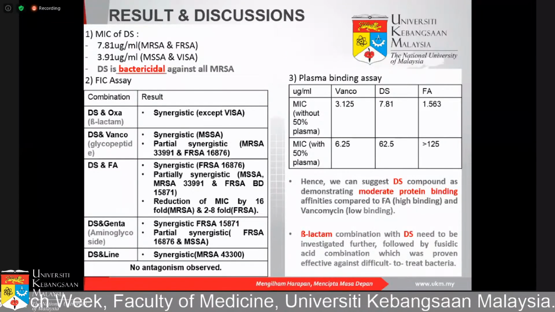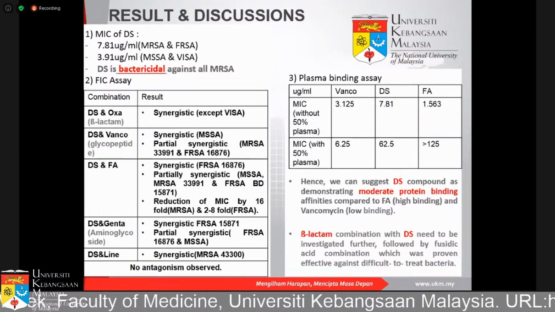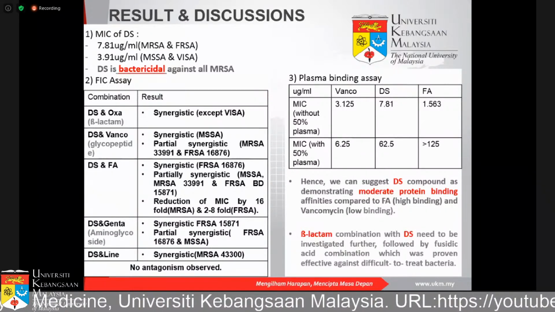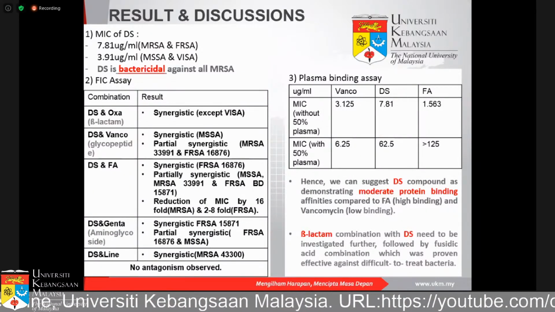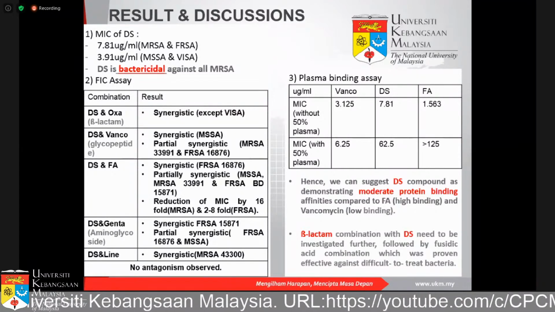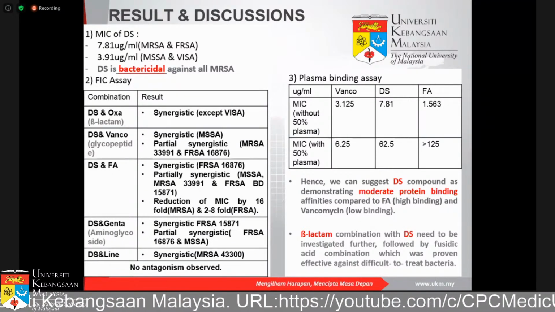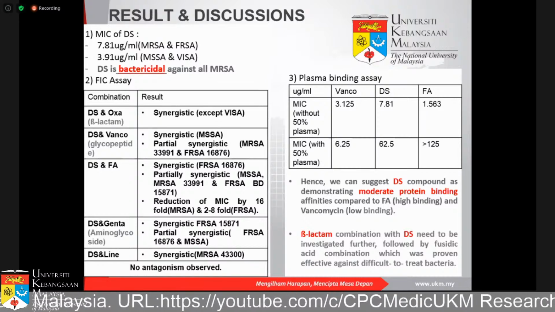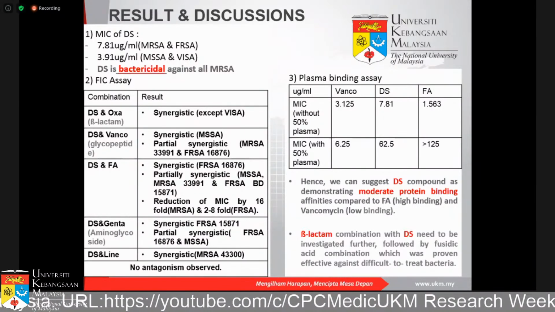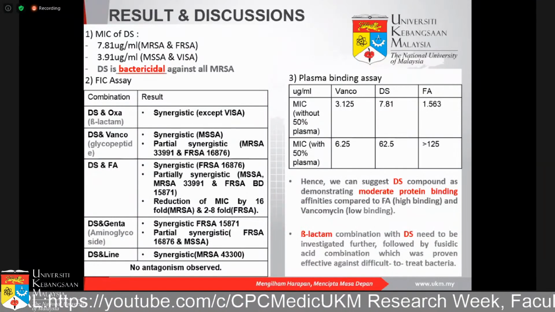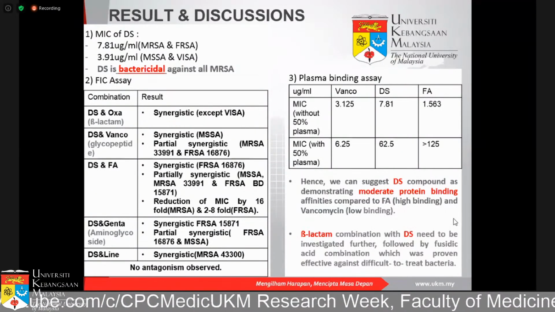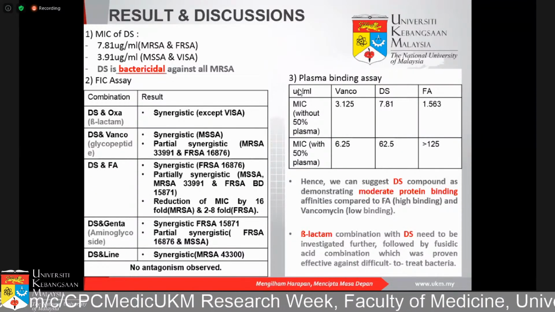Okay, how many isolates did you use to test your DS and all these combinations? We use normal Staphylococcus aureus, 2 MRSA strains, a truly fusidic acid resistant strain, which is the clinical isolate of MRSA, and also a VISA strain, vancomycin intermediate Staph aureus.